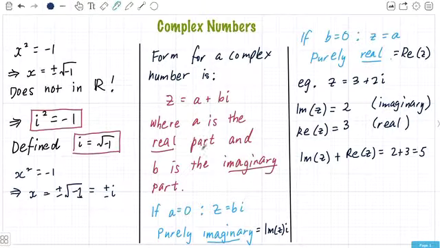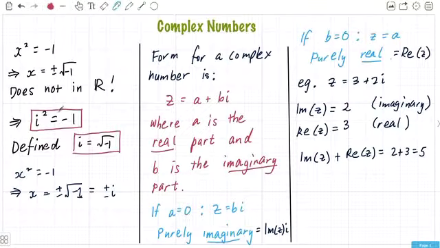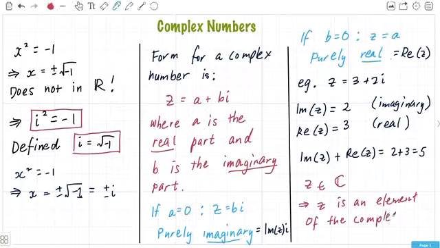The other thing that's important to know for complex numbers is that z is an element of the complex numbers, and we call that C. And what that means is that it covers all numbers that are of the form z equals a + bi. So whenever you see a C coming up and they're talking about C, that's what that means. It refers to complex numbers.